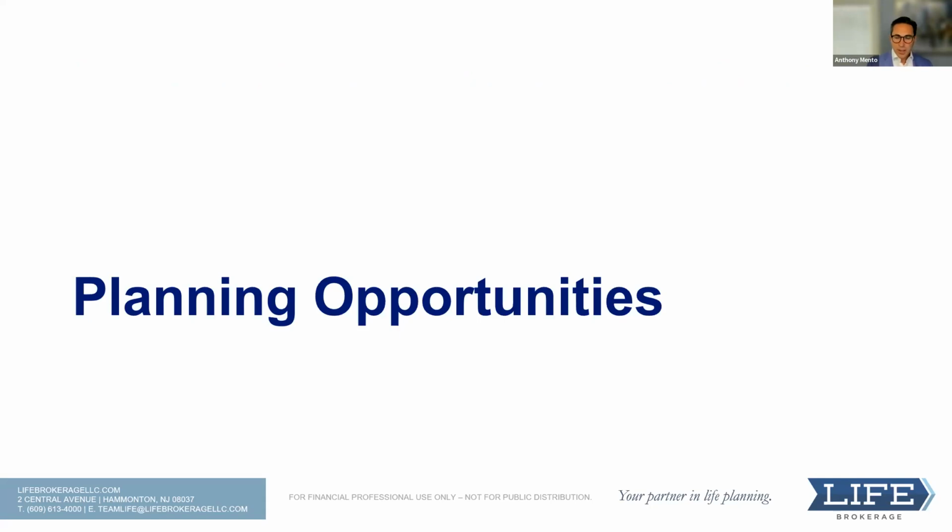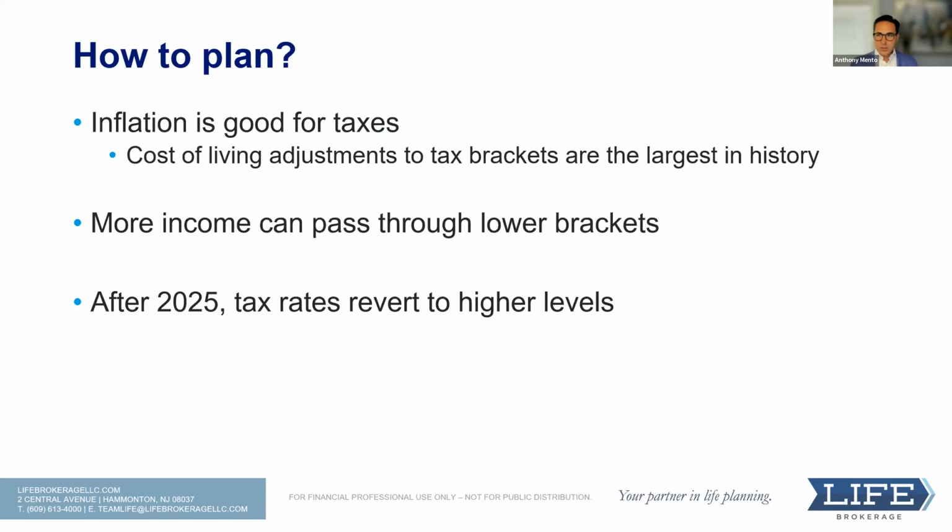So now we're going to get into planning opportunities and the meat and potatoes of this particular presentation. And we're going to start with inflation. So inflation is really bad at the grocery store, but it's really good for taxes. What that means is that your tax brackets will go up accordingly with inflation. So you can pass a lot more money through these lower brackets because of inflation.